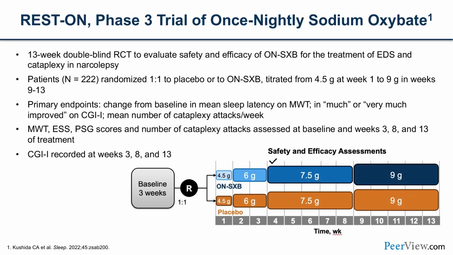So I thought I would explore some of the efficacy data. The REST-ON trial, which is a phase 3 trial, was a 13-week double-blind randomized controlled trial. These individuals did have placebo control 1-to-1. They started at 4.5 grams, which is what we do in the immediate release. And then it's a fixed dose, so it's 4.5 grams for the first week. And then we go to 6 grams for a week. And then you can go to 7.5 grams. So we usually adjust it by 1.5 grams.